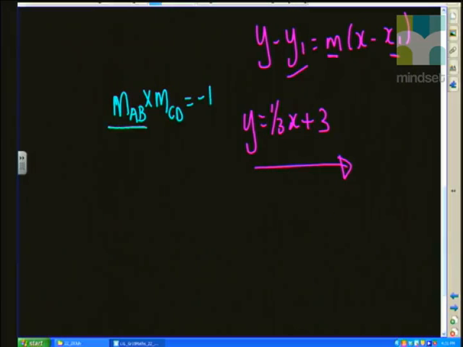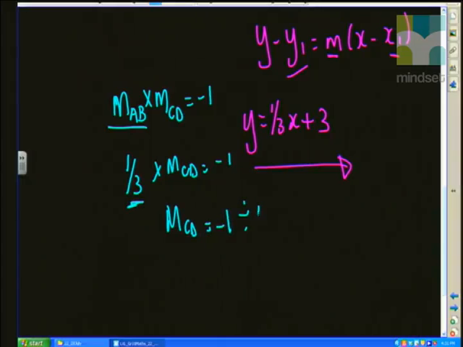Now we know that the gradient of AB is a third, right? So a third times the gradient of CD is equal to minus 1. Therefore, the gradient of CD, I simply divide both sides by a third. So I get minus 1 divided by a third. You tip and times, and you get an answer of minus 3. All right, so therefore the gradient of CD is minus 3.